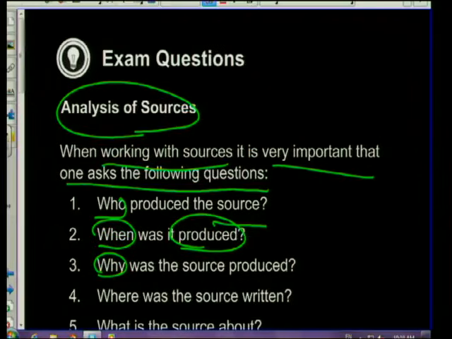Thirdly, why? Very important in history. Why was the source produced? What was the purpose of producing the source? What was the purpose of writing the source? What was the purpose of presenting the source in the form of a cartoon or a picture or a photograph?